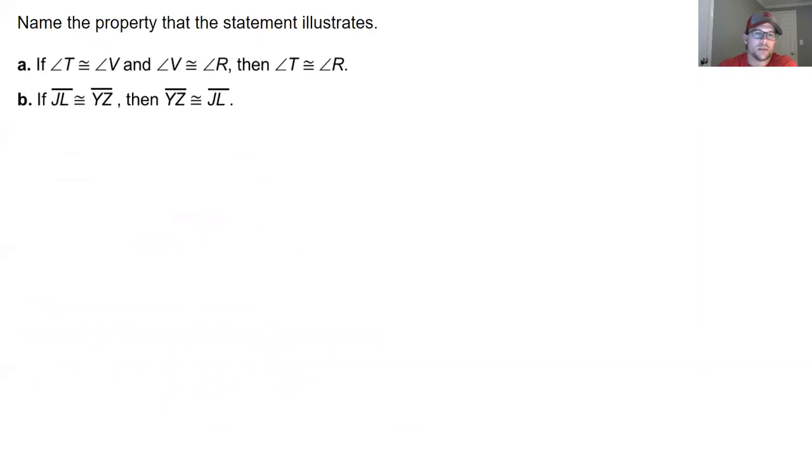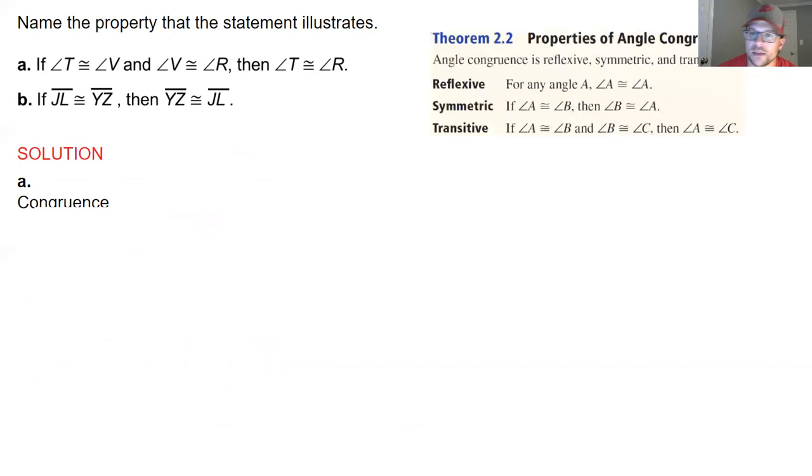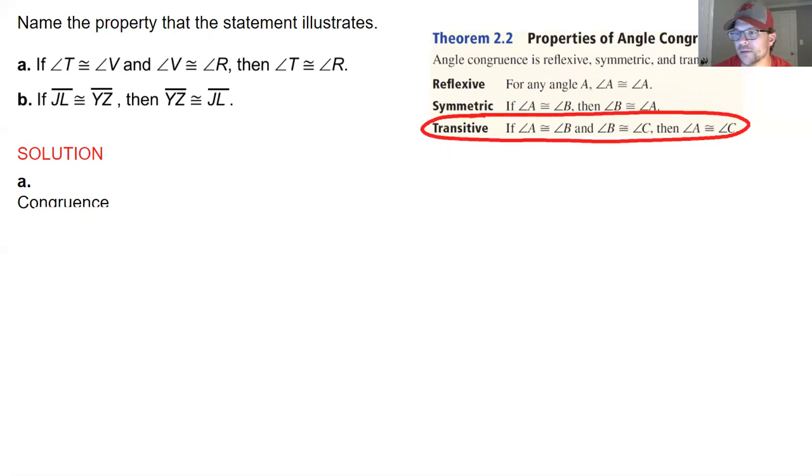All right, so naming the properties that are illustrated just so that you get a little bit familiar with them and more used to them. If T is congruent to V and V is congruent to R, then T is congruent to R. Well, these are connecting three different things where the first is congruent to the second, which is congruent to the third, so the first is congruent to the third. So this would be the transitive property of congruence, because you're connecting those three different pieces together.